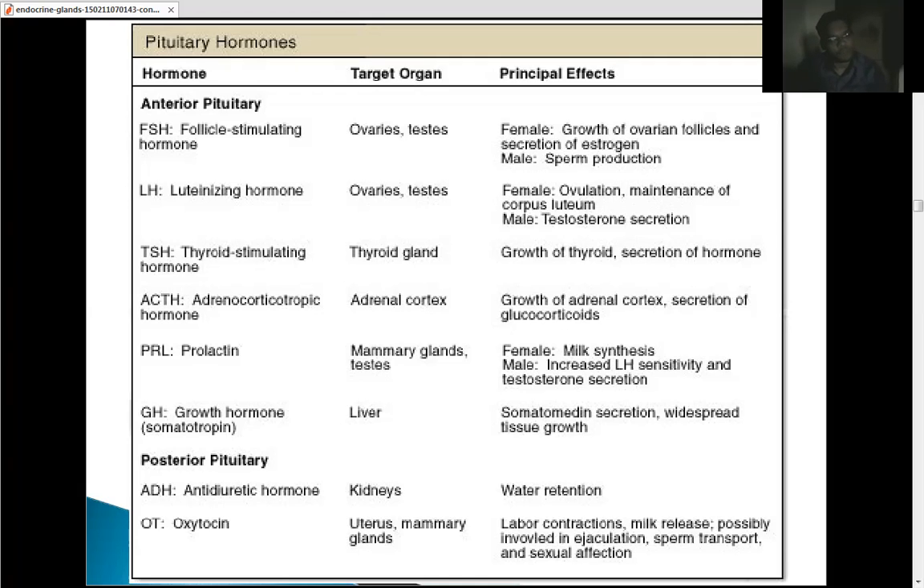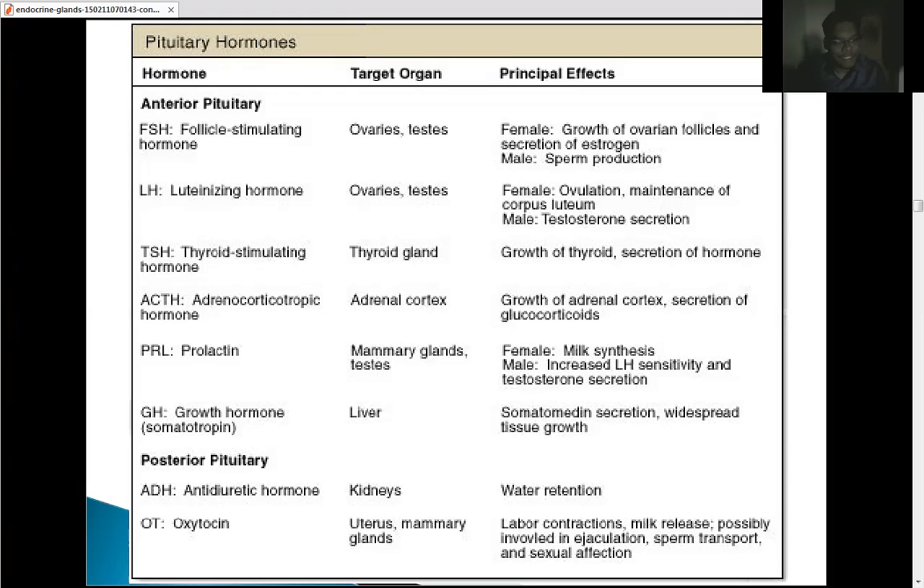LH, luteinizing hormone, is also a reproductive hormone and acts on both the ovary and testis. In females, it helps with ovulation and maintenance of the corpus luteum. After ovulation, when the Graafian follicle becomes the corpus luteum, it maintains the corpus luteum. In males, it helps with testosterone secretion. The next hormone is TSH, thyroid stimulating hormone. As the name suggests, it stimulates the thyroid gland, which we have in our neck. It causes growth of the thyroid and secretion of its hormones, T3 and T4.